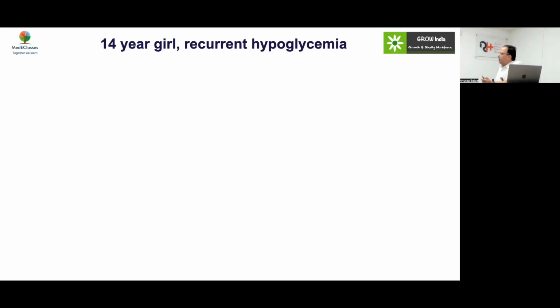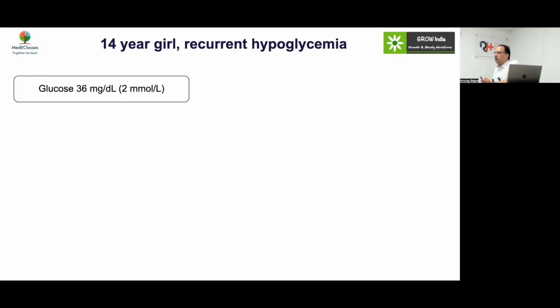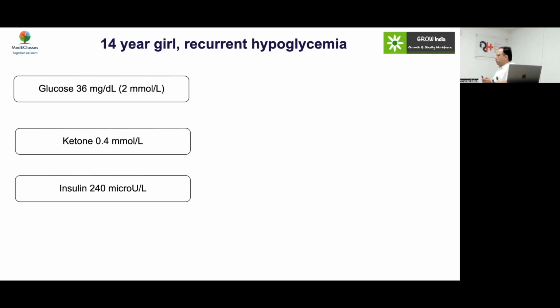14-year-old girl with recurrent hypoglycemia, blood sugar is 36, ketone is negative, insulin is 240. What do you think? Insulinoma. So how will you know it's insulinoma versus a more common cause? What is the other possibility?